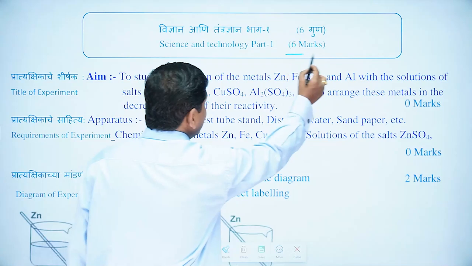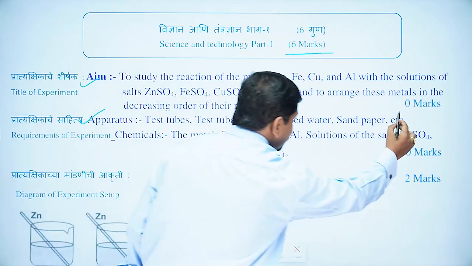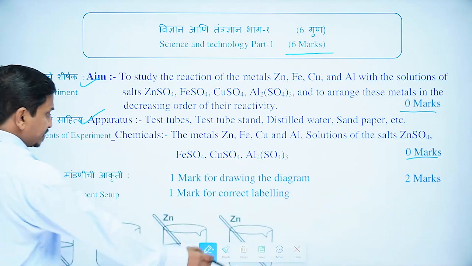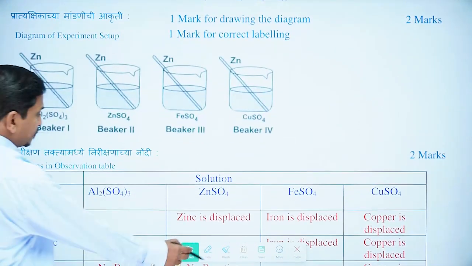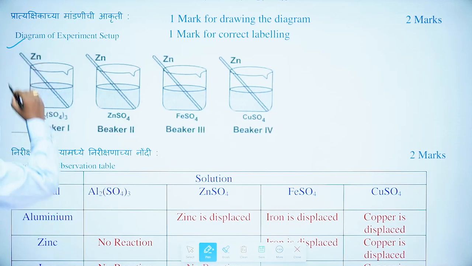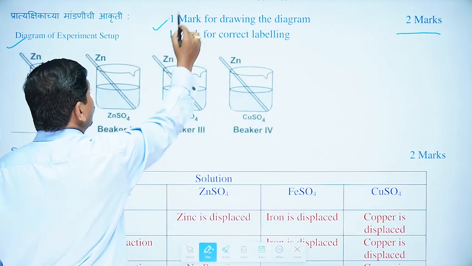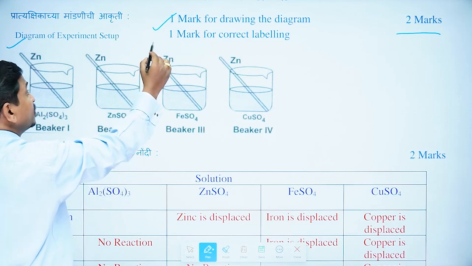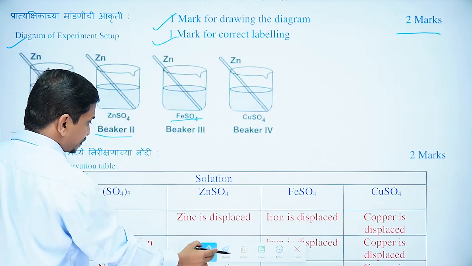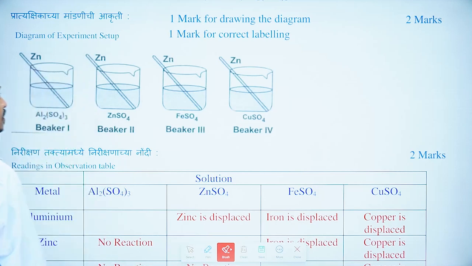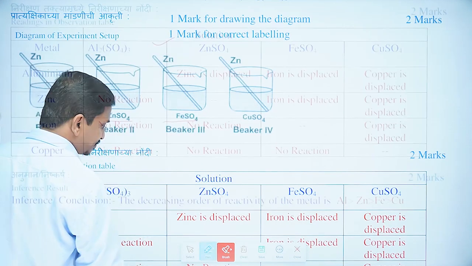For this experiment, you will get 6 marks. For aim and apparatus, you will get 0 marks. For diagram, you will get 2 marks: 1 mark for drawing the diagram technically correct and 1 mark for labeling it correctly, and 1 mark for labeling the chemicals correctly.